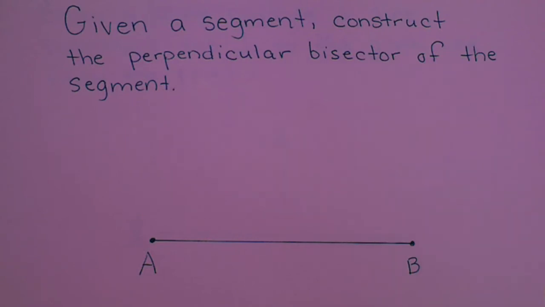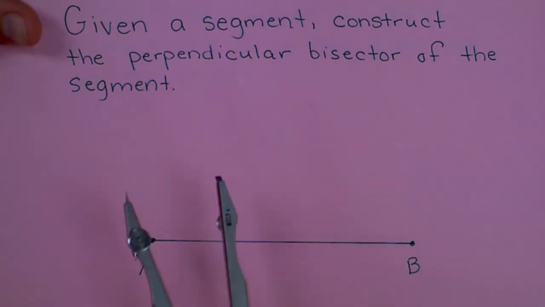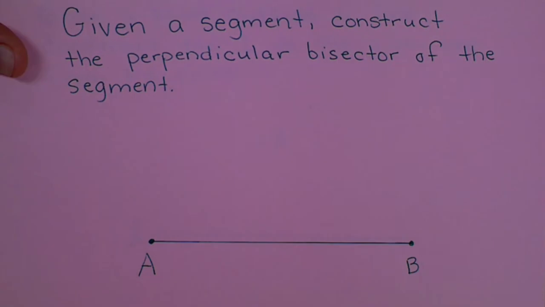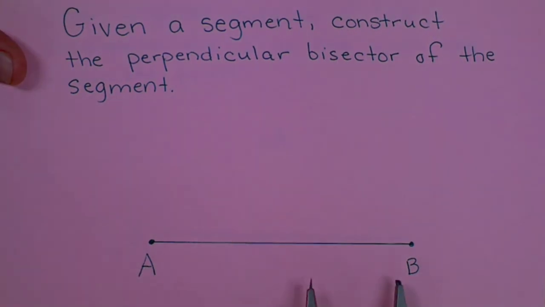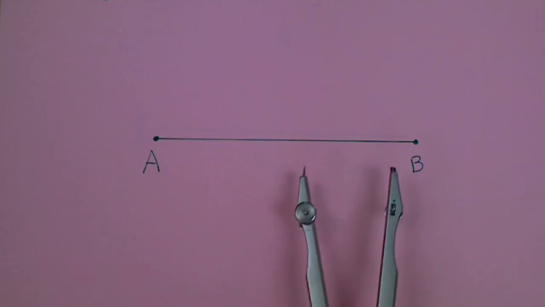We're going to review constructing perpendicular lines. So if you have a problem and it says, given a segment, construct the perpendicular bisector of the segment. We're going to start with our two endpoints here. We have A and B as our segment.